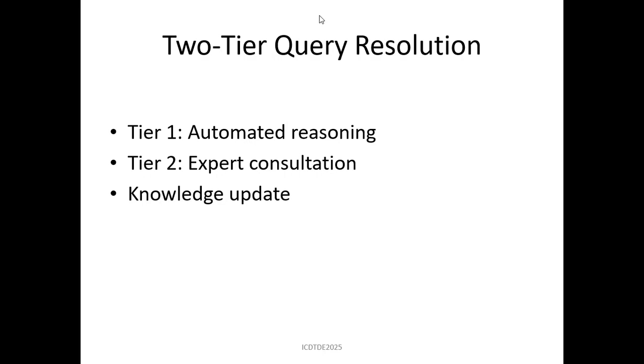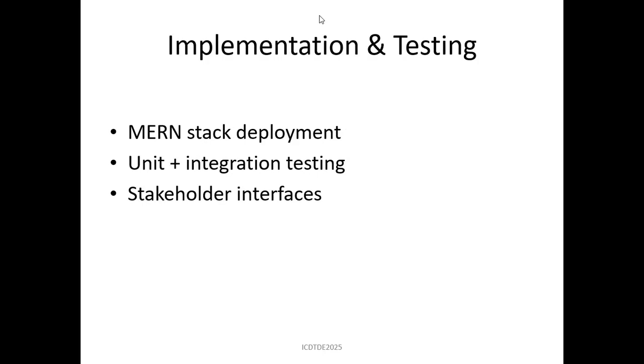Then we have two-tier query resolution. The two-tier model is a major contribution. The first tier, semantic reasoning, provides instant automated answers. The second tier ensures that complex or unfamiliar queries are handled by experts. Each expert response expands the system's reasoning ability. Over time, the need for expert intervention decreases, making the system more efficient and self-sustaining.